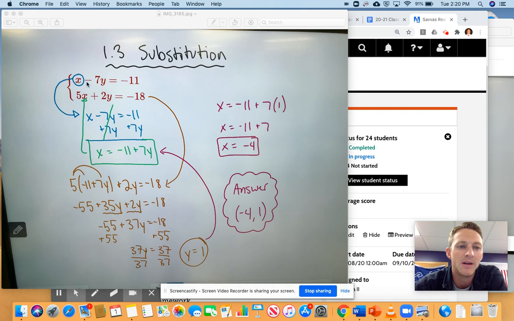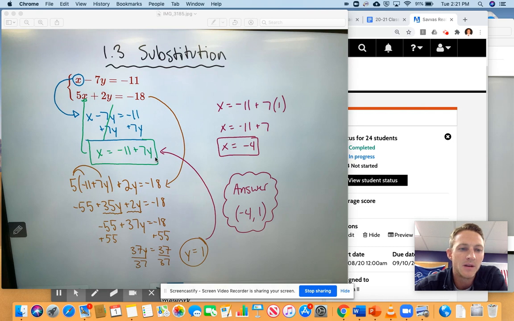I'm going to rewrite this top equation in blue down here. So now we have x minus 7y equals negative 11. And I'm simply just going to solve for x. So I want x by itself, which means this negative 7y has to go. We got to add 7y to both sides. Whatever you do to one side, you do to the other. And now we have x by itself because these cancel. So x equals negative 11 plus 7y. We still have two variables.